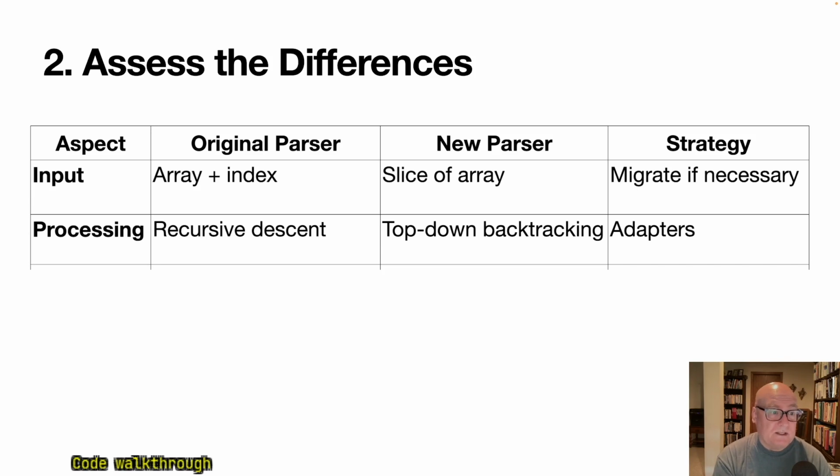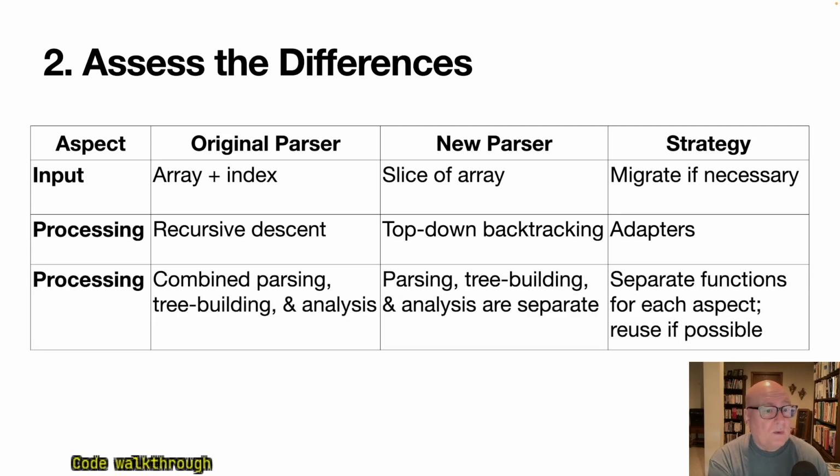Then I might look at the processing. The original is recursive descent. The new one is top-down backtracking. It can handle slightly more ambiguous grammars than recursive descent, I guess you would say. But at any rate, those two approaches are somewhat similar. They're both top-down approaches, but we're going to do it with adapters, I assume. I'm hoping. And so we won't actually try and implement something that's a combination of recursive descent and top-down in the same method. It'll be either a recursive descent method or a new top-down method.